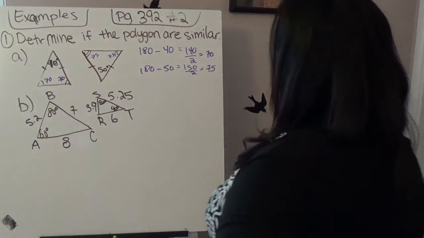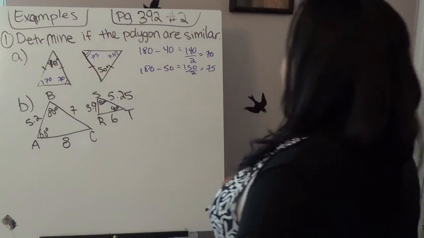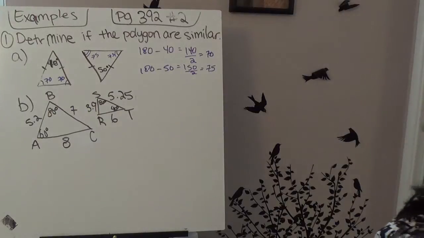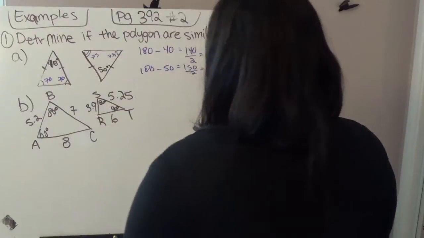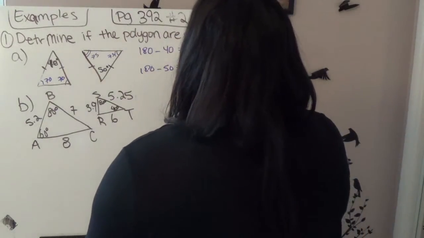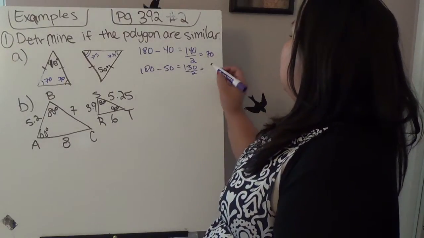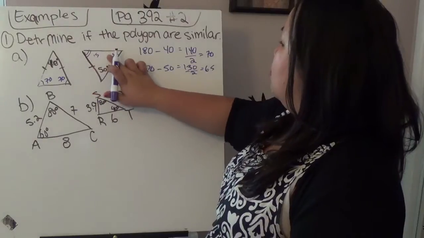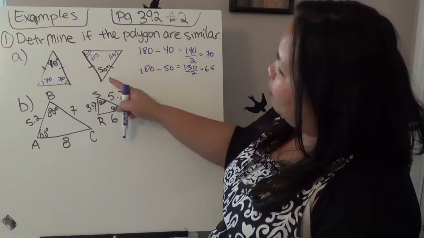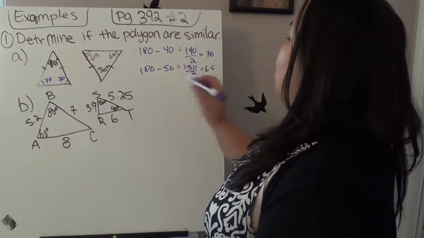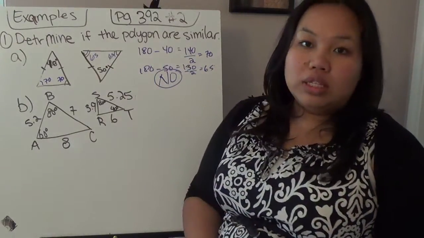That's not right. Oh sorry, this is 130. That's where my mistake is. My apologies, guys. This is 130 divided by 2 is 65. So these are 65, 65, 50, 70, 70. None of the angles are congruent. So because none of the angles are congruent, I can say no, neither of these triangles are similar.